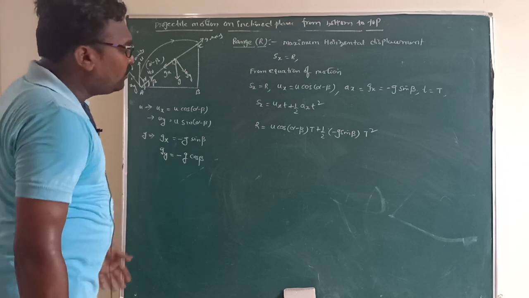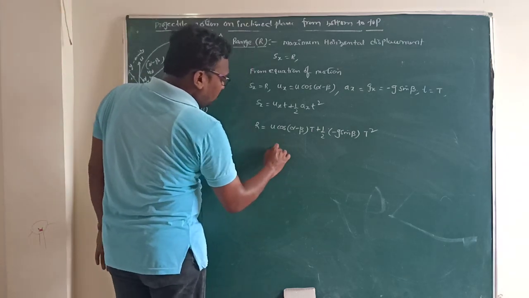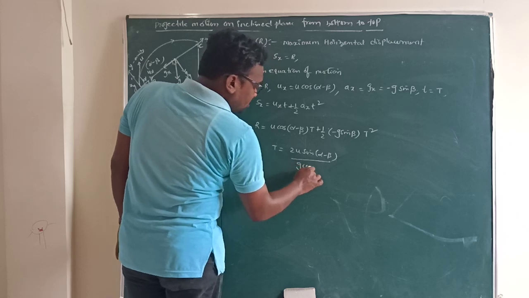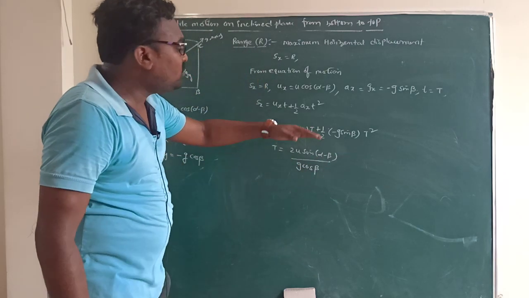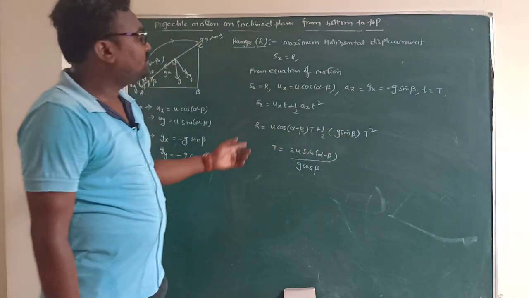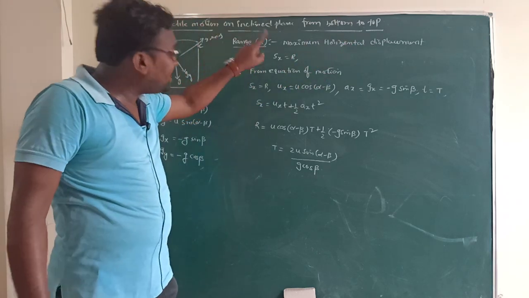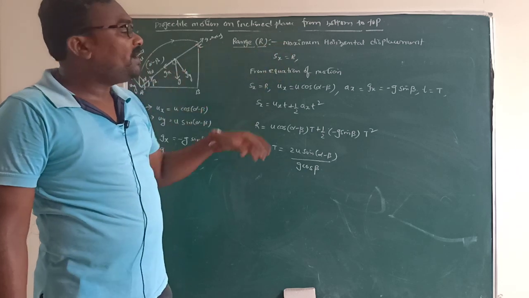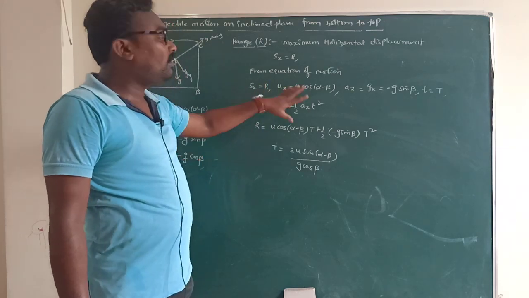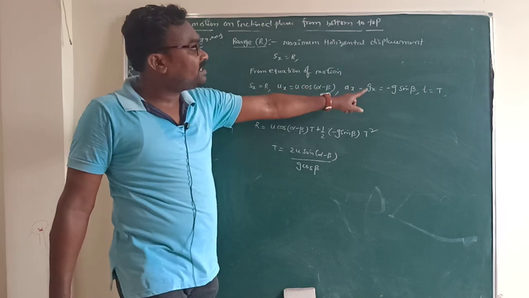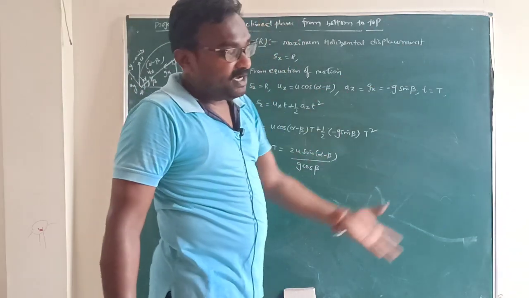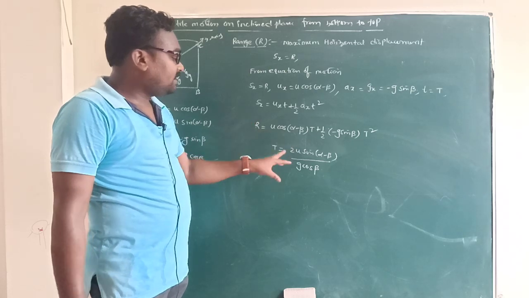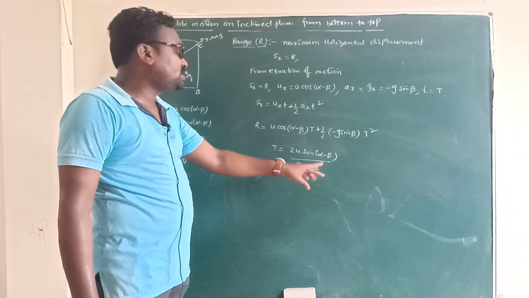Already proved, the time of flight is equal to 2u sin(alpha minus beta) by g cos beta. This value is substituted in this equation. The maximum horizontal displacement of the projectile is called range, that is Sx is equal to R. So we are taking all the parameters on the x-axis: Sx is equal to R, Ux is equal to u cos(alpha minus beta), Ax is equal to minus g sin beta, and T is equal to the time of flight, the complete journey. All these values are fitted in this equation, where the time of flight is T is equal to 2u sin(alpha minus beta) by g cos beta.